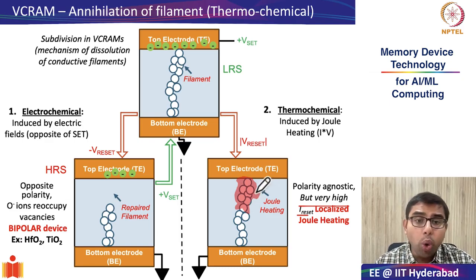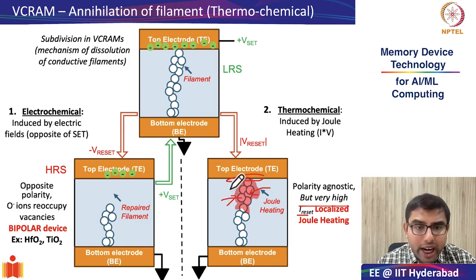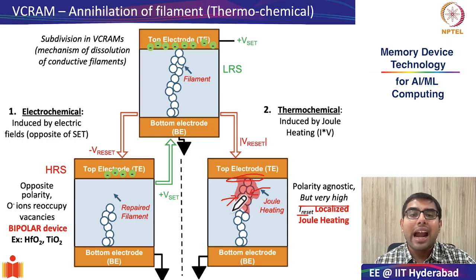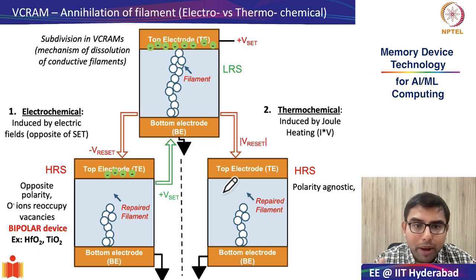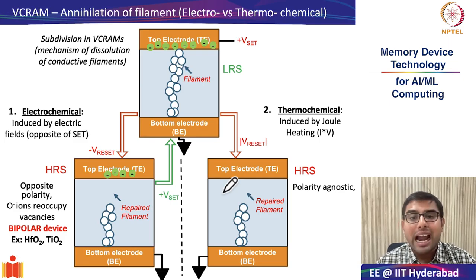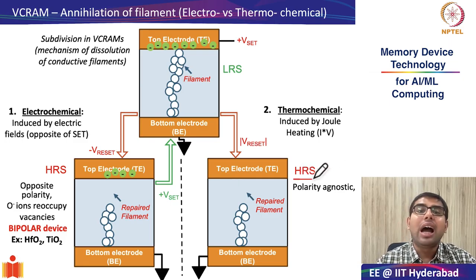What does this Joule heating do? This Joule heating catalyzes the oxygen migration not only from the top electrode but also from neighboring oxides to donate some of the oxygen molecules to fill up these vacancies. And because of this very localized Joule heating, there is a repair in the filament. This repair of the filament happens because of the diffusion of oxygen anions from neighboring regions, which come and fill the vacancies, therefore repair the filament and put the device back into HRS.